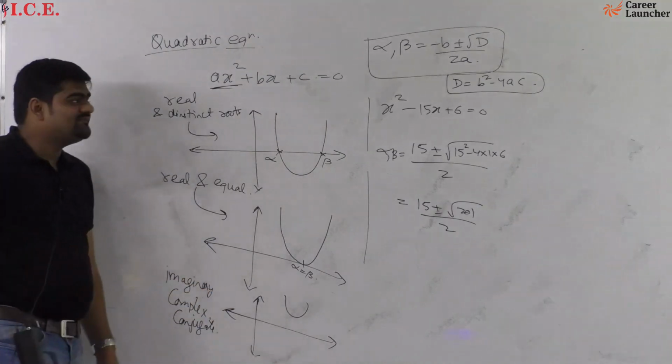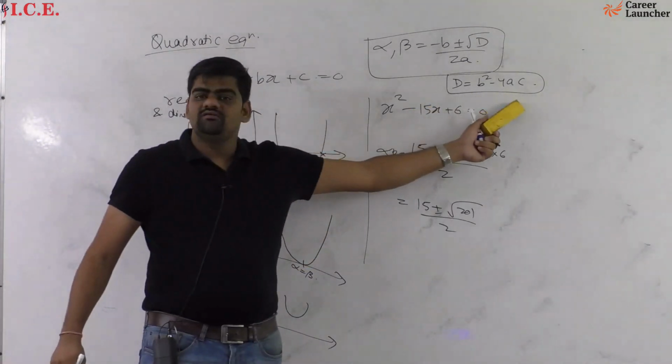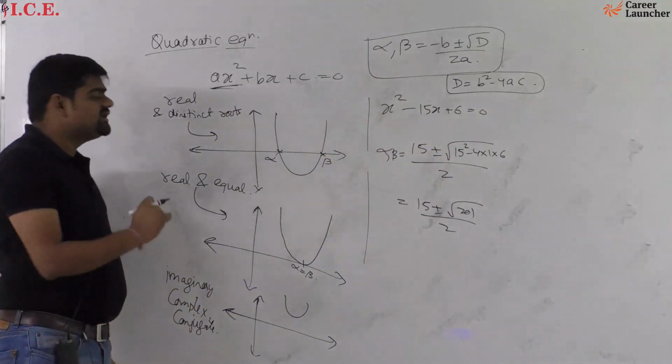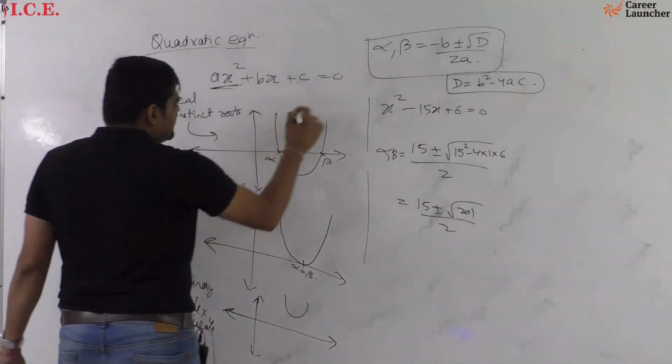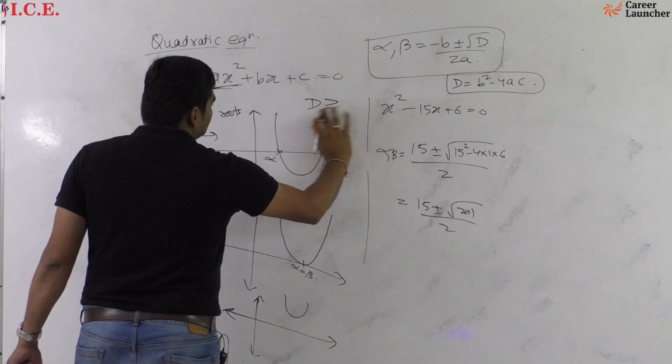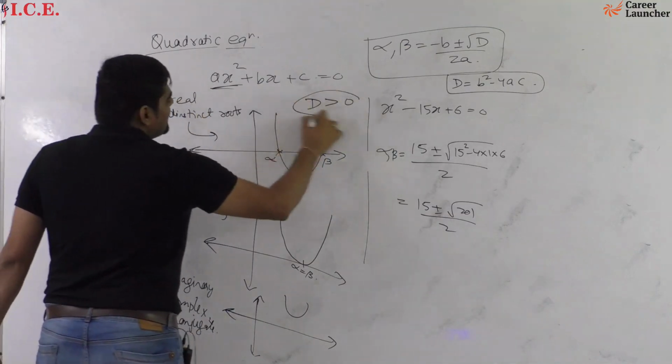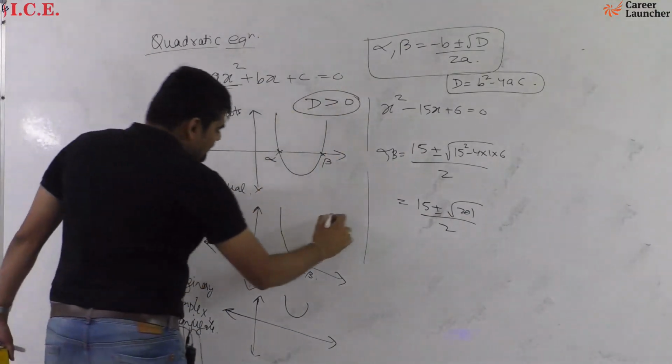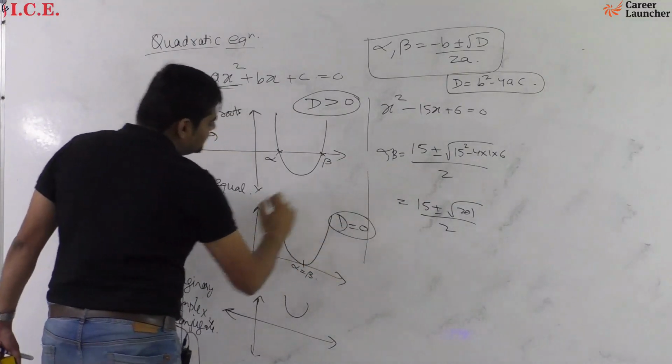Now based on the value of discriminant, we can define this. How? For this d has to be greater than 0. For this d has to be greater than 0. For this d has to be equal to 0.